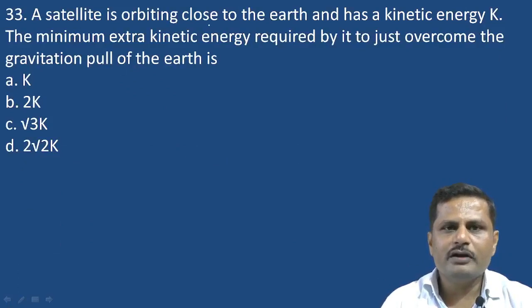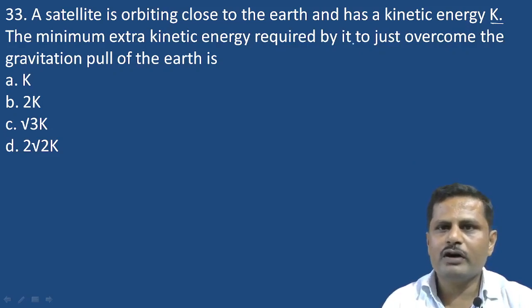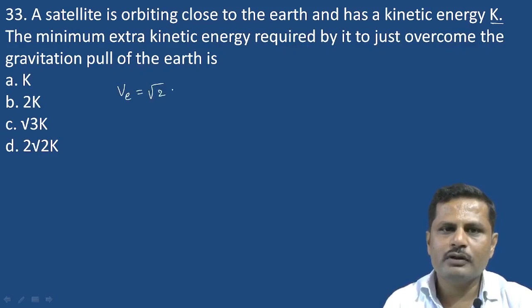A satellite is orbiting close to the earth and has a kinetic energy K. What is the minimum extra energy required by it to overcome the gravitational pull of the earth? As you know, the escape velocity is equal to root 2 times the orbiting velocity. The kinetic energy of the satellite when it is orbiting around the earth is equal to half the mass of the satellite times the orbiting velocity squared.